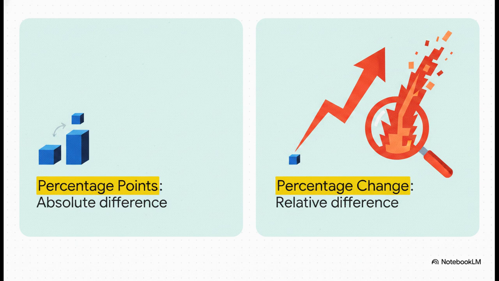exam trap. The difference between percentage points and percentage change. Look, percentage points are the absolute difference. Moving from 5% to 7% is just a 2 percentage point increase. Simple. But percentage change is relative. The distance from 5 to 7 is 2. But 2 divided by your original 5, that is 40%. So moving from a 5% interest rate to a 7% interest rate is actually a massive 40% increase in the rate itself. Never, ever mix these two up again.